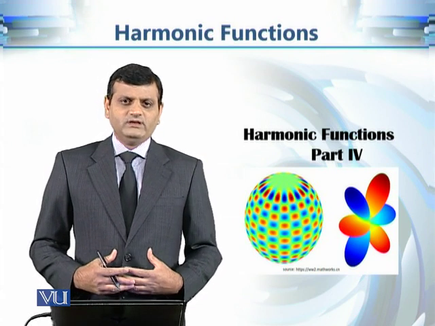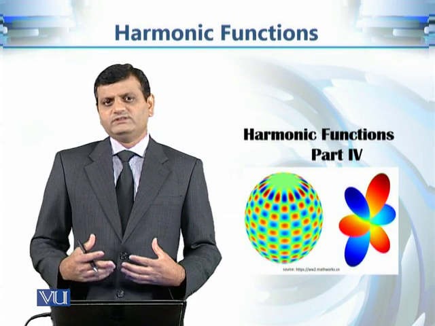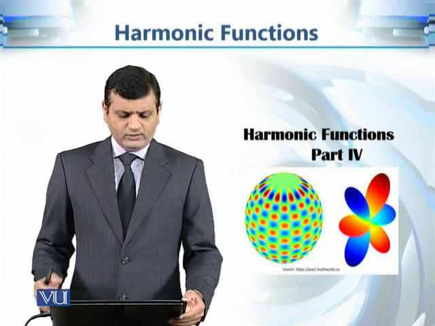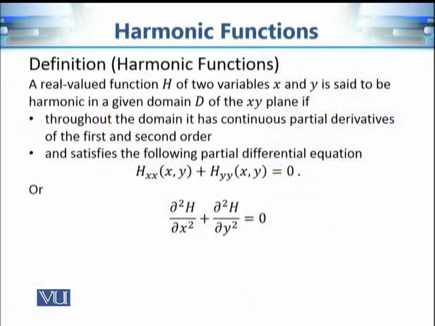Now, in this discussion, we are going to discuss one such problem of fluid flow. Before going to the problem, let's recall what harmonic functions are. A given real valued function h of two variables x and y is said to be harmonic in a given domain D of the xy plane if there are two conditions. Number one, its first and second partial derivatives must be continuous. So, first and second order partial derivatives are continuous, and secondly, it must satisfy the following partial differential equations.